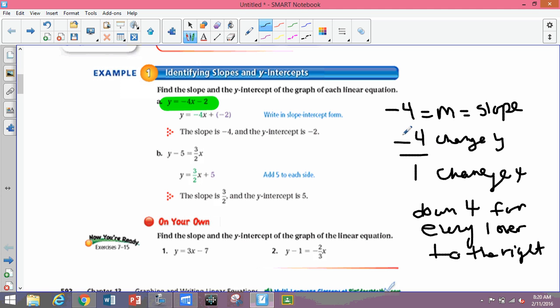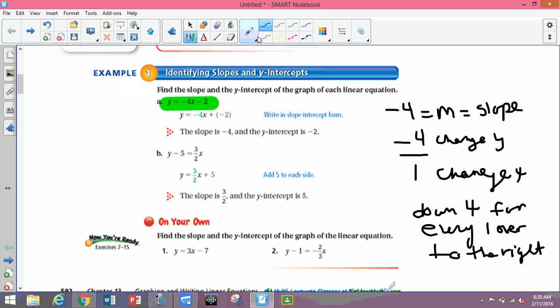So if my slope is positive, that means that instead of going down 4, I'm going to go up 4, okay? And if I have a negative x, then that means I'm going to go to the left instead of the right, okay? So that's really what it means.